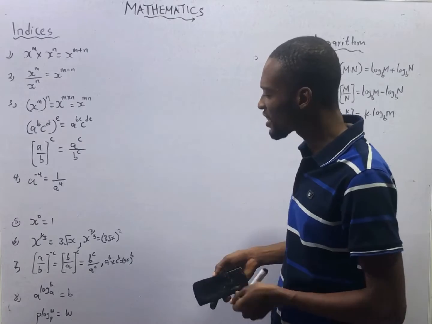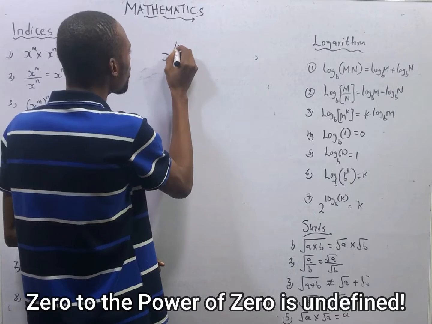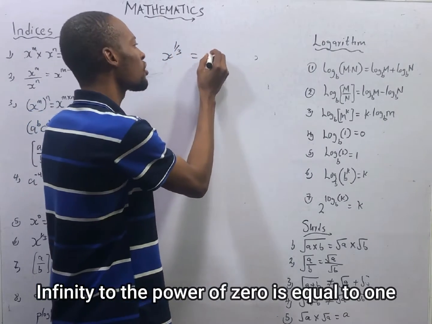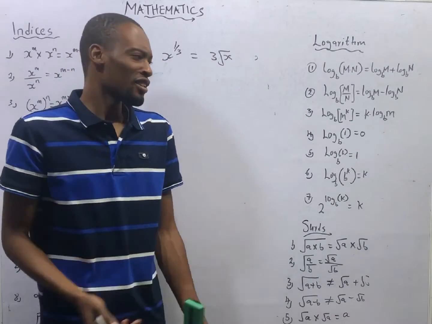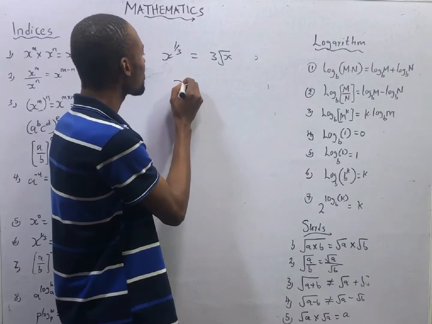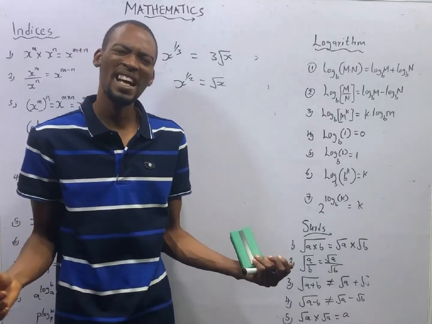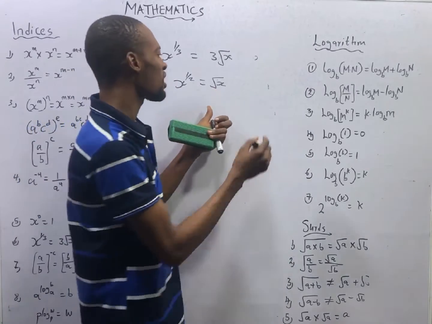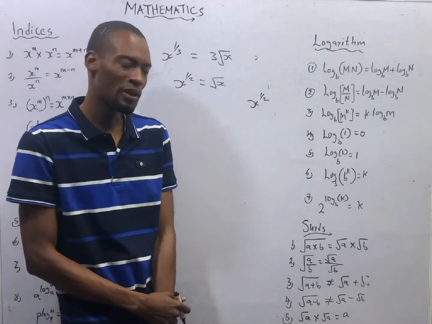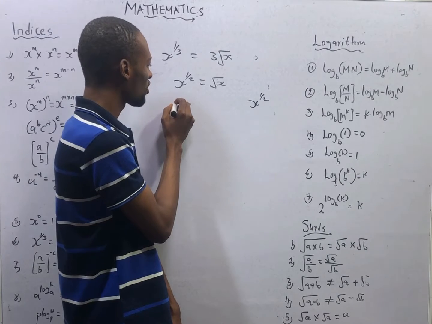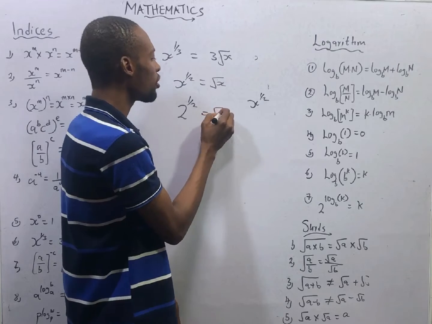Then the sixth law says that if you have s raised to the power of 1 over 3, this is the same thing as cube root of s. If you have s raised to the power of 1 over 2, this is square root of s. It implies that anytime I give you square root of s, you can change it to s raised to the power of 1 over 2. Let's change s to a meaningful number. If I say 2 raised to the power of 1 over 2, this is square root of 2.